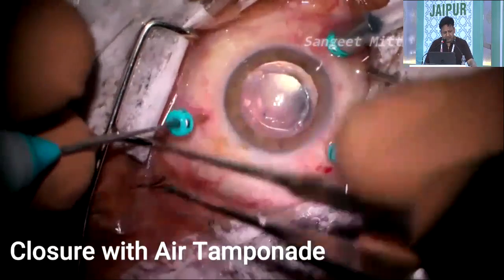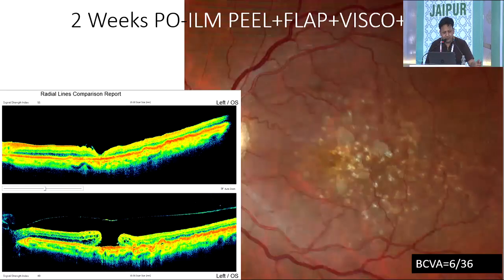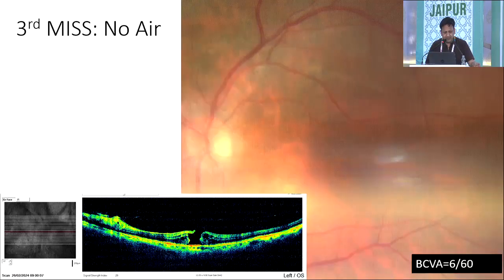So I thought, I'll just stabilize them with viscoelastic because PFCL was not there. And this is 2 weeks post-operative. Again, the hole has closed nicely, and the patient's vision had improved. This was a patient with age-related macular degeneration getting a vision of 6/36. So this was my second miss, and then the third miss was there was no air.